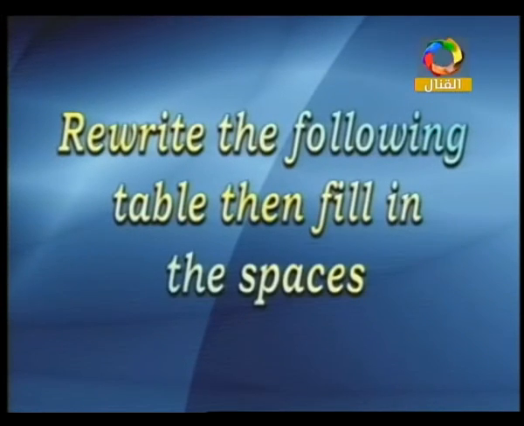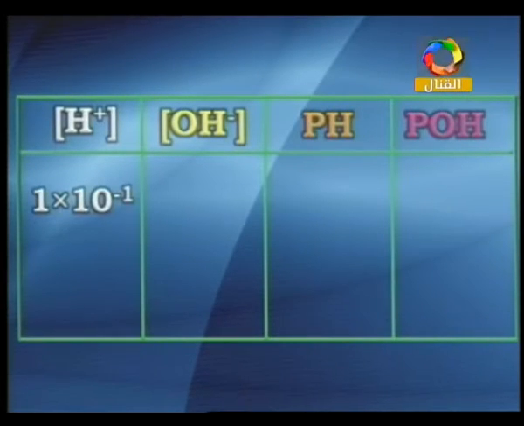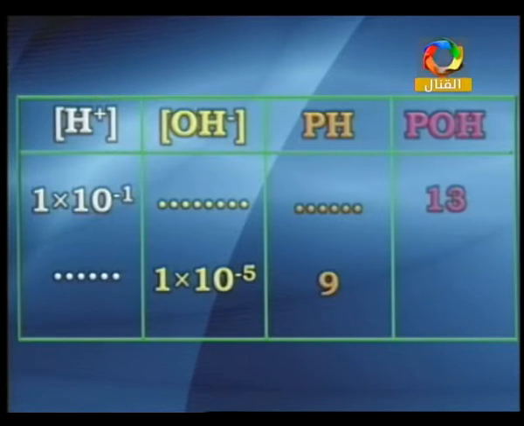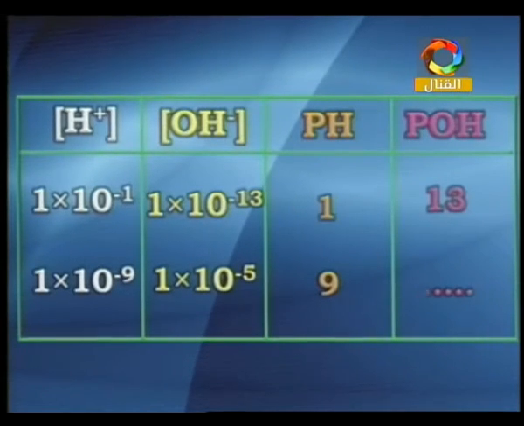Next type of question, my dear student. Rewrite the following table, then fill the spaces. H positive, OH negative, pH, and pOH. Here, H positive 1 times 10 power negative 1, and pOH is 13. And here, second line, OH negative 1 times 10 power negative 9, and pH equal 9. In the third line, the H positive will be 1 times 10 power negative 9, and the OH negative in the first column will be 1 times 10 to power negative 13, third column pH equal 1, and last column pOH equal 5.